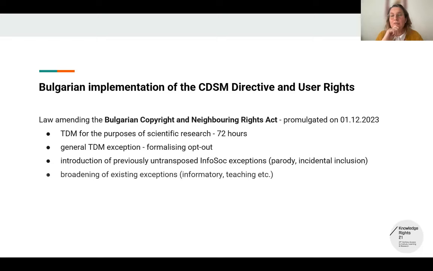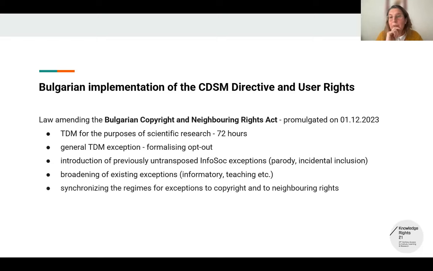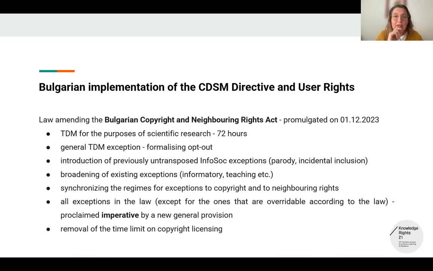Now, the implementation of the SPR in Bulgarian became possible because of the very prolonged process of implementation of the CDSM directive. As you know, Bulgaria is one of the last member states to implement the directive, that happened at the tail end of 2023. So that just happened, basically. On the one hand, Bulgaria was very late with the transposition, more than 2 years of delay after the transposition deadline, which also got the country involved in an infringement proceeding.